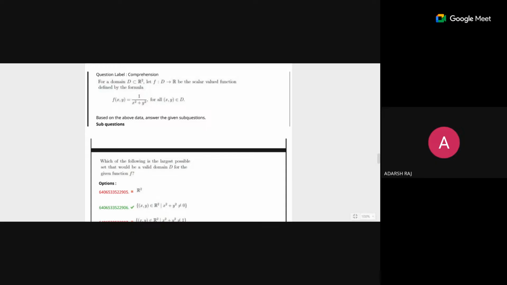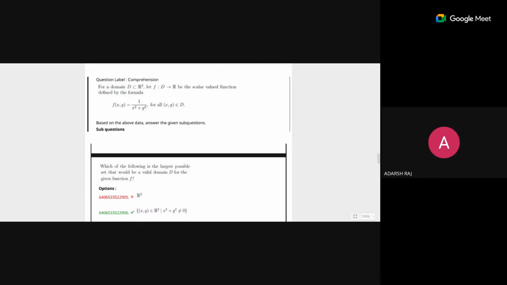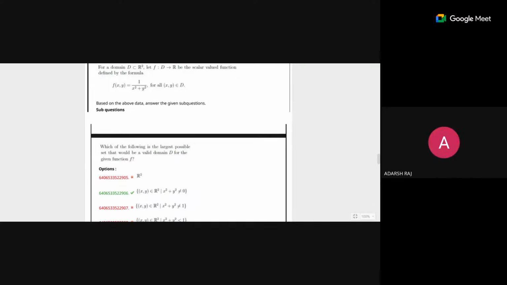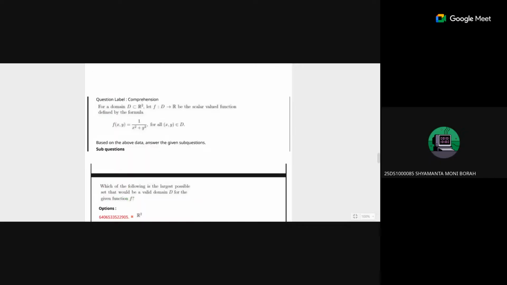So this means this function is defined on all R2 except 0 comma 0, right? Yes. So which option is satisfying? The first option says the domain is R2, which contains 0 comma 0. Sir, which paper is this? This paper is September 24th.